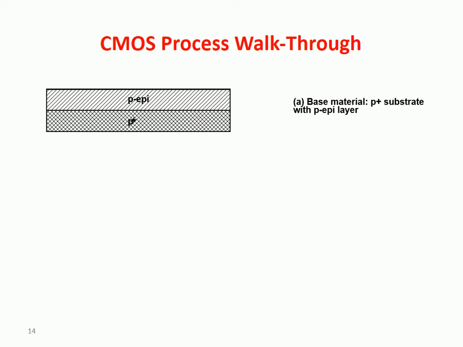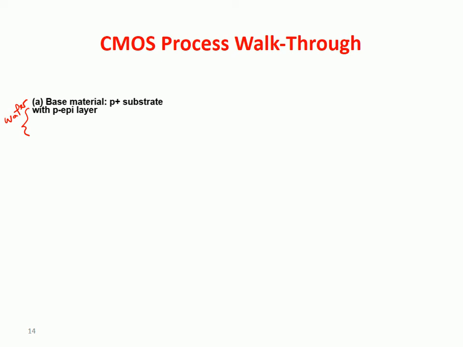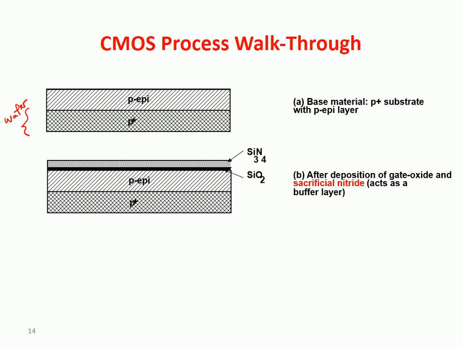So we start from the wafer. This is the wafer. Of course, the layers are not in scale. On top of the wafer, we have the growth of the epitaxial layer of silicon. And this is the material from which we start. Then we have the deposition of the gate oxide and of a nitride layer. This is silicon nitride.